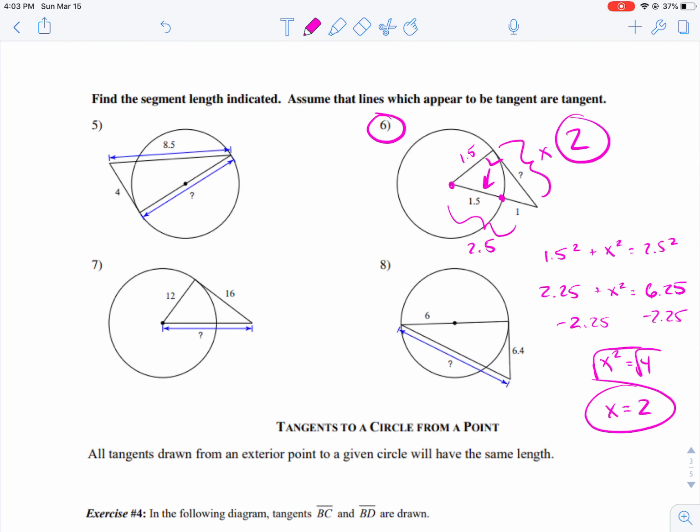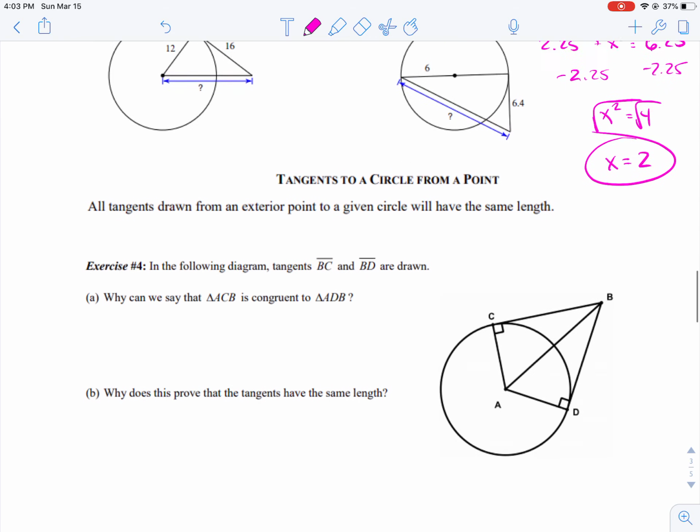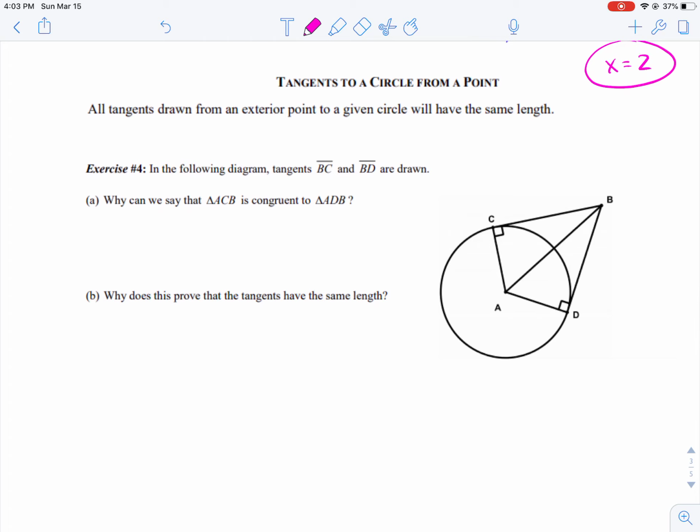Take a minute to think that one over. And that's what you're looking at: tangents to a circle from a point. All tangents from an exterior point to a given circle have the same length. That's what we're trying to prove. Because we already just discussed it, we know that this length is equal to this length, because of the radii. It says, in the following, tangents BC and BD are drawn. Why can we say that ACB is congruent to ADB? Let's think about that for a second.